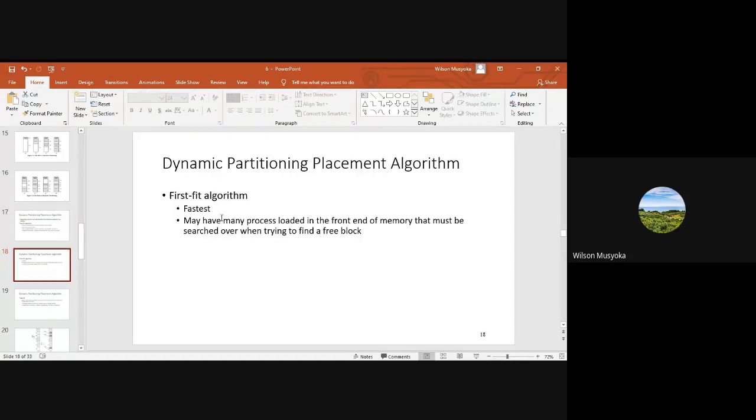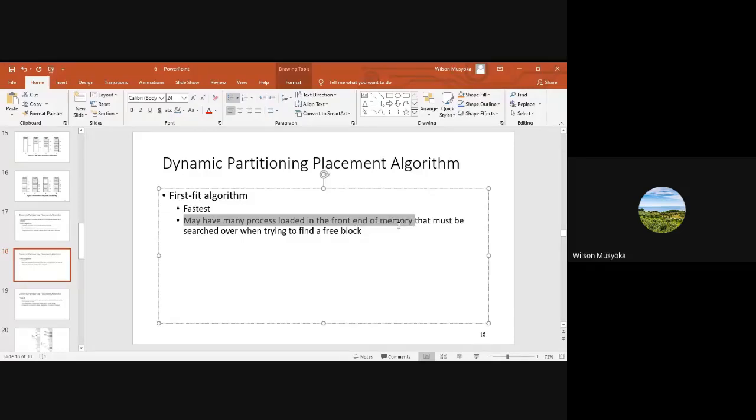But then we have the first fit algorithm. It is the fastest because it checks where the first available memory is and fits the process there. So it may have many processes loaded in the front of memory that must be searched over when trying to find a free block. So you search through your memory and find the first available location.